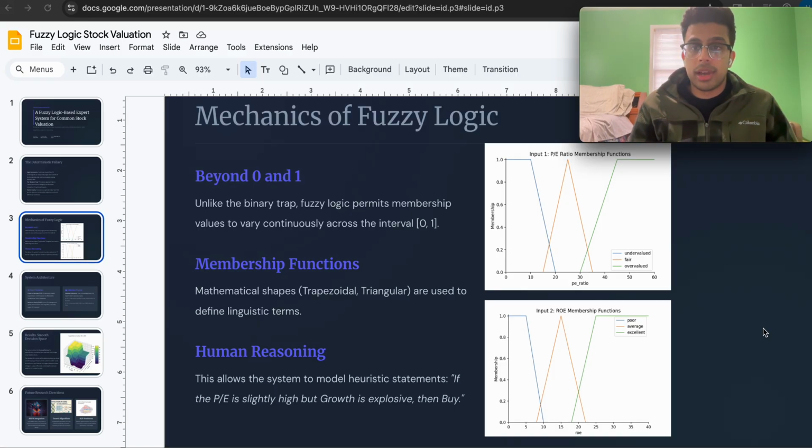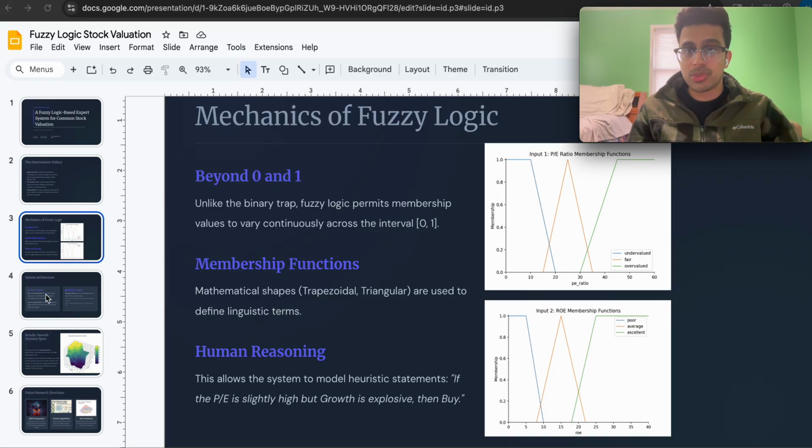You want to be able to find an undervalued stock because you know that it's going to grow, which is that blue top curve. Then similarly, we know a range for what's fair valued and what's overvalued. Now, going to input two, we have the same curve, but instead now it's flipped. You want the highest return on equity. So the right side has an excellent term, and accordingly, the left side of my plot has a low return on equity, which means that it's a poor investment.